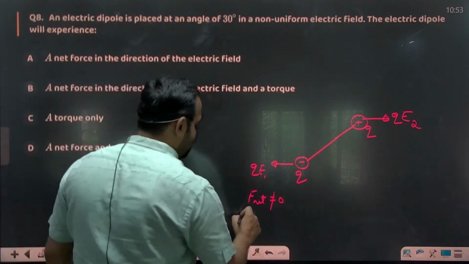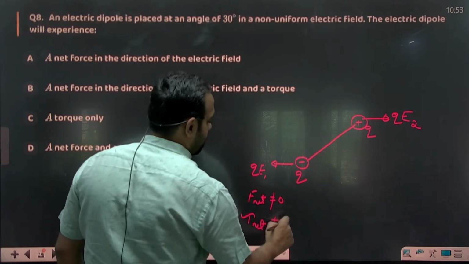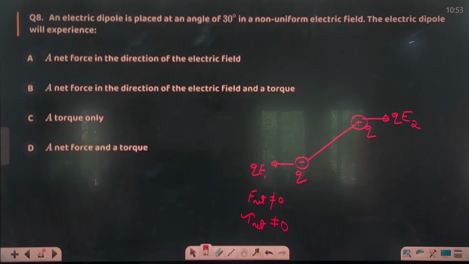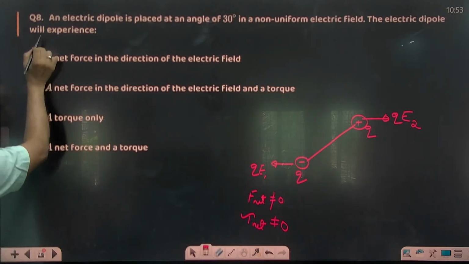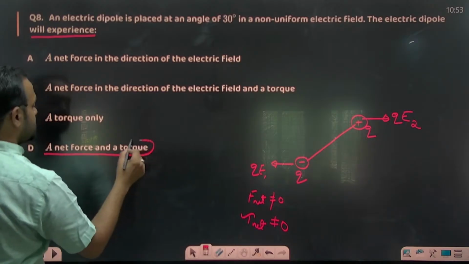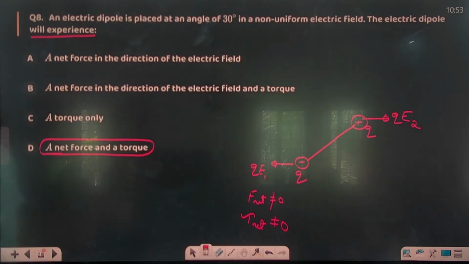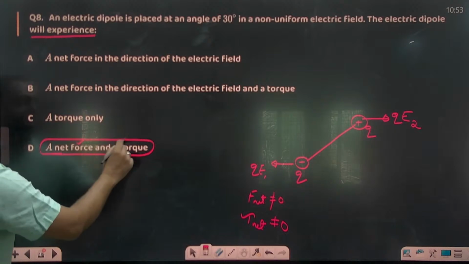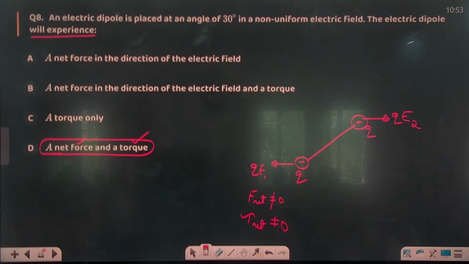And net torque anyway. So if it is placed in a non-uniform electric field, it will experience a net force and also a torque. Not only net force, there will also be a net torque.